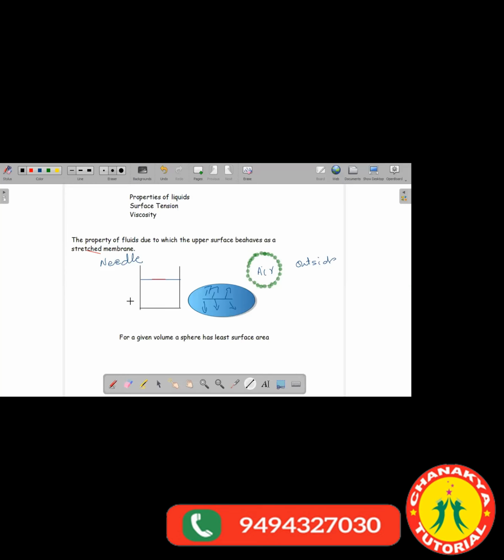Another such example is the rising of water in a capillary tube. That is also an action which is due to surface tension. It is called capillary action. Next one is capillary action.